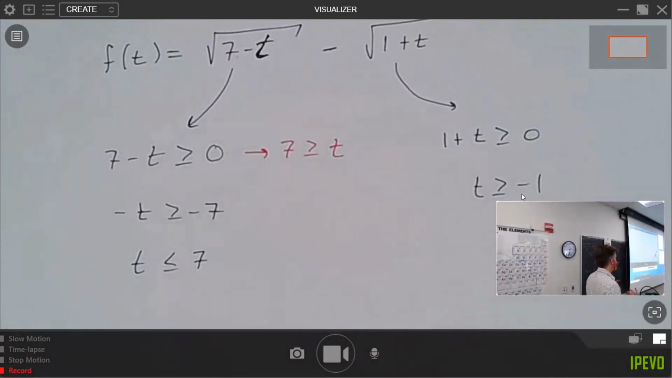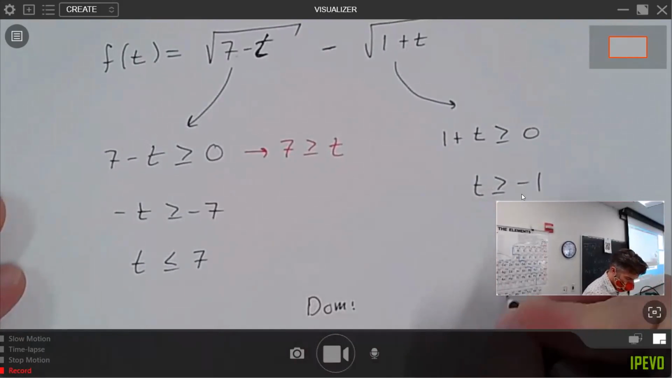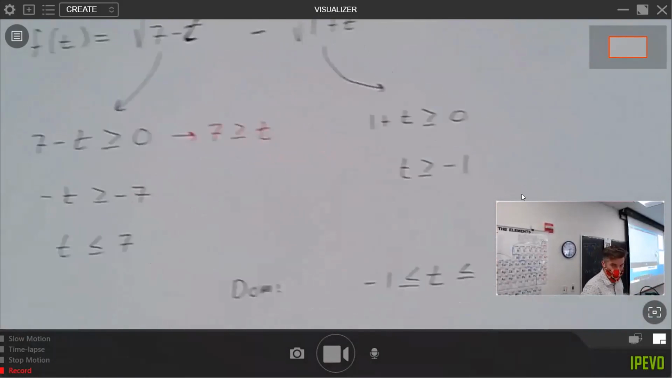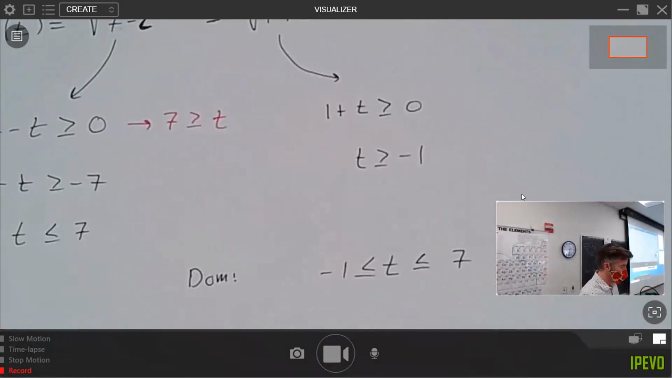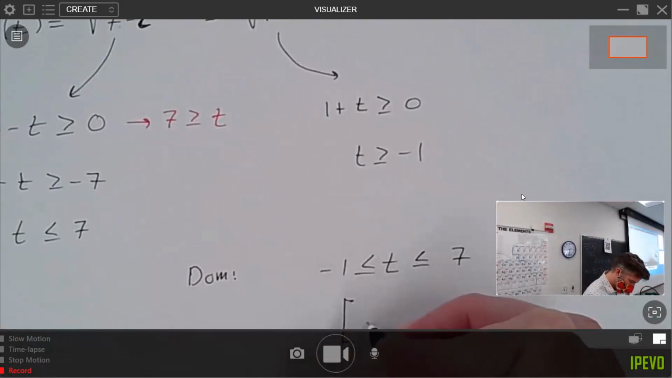And now here's the thing that we have to recognize. Both of these conditions have to be met. It can't be just that t is less than or equal to 7. It can't be just that t is greater than -1. We need both things to be true. So our domain here, written as an inequality, is that t is greater than or equal to -1, and t is less than or equal to 7. As an interval, it would look like this.